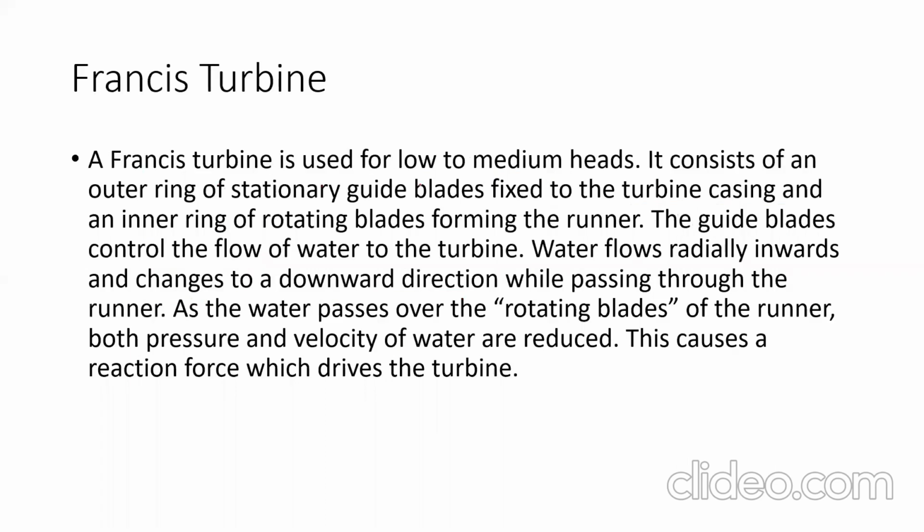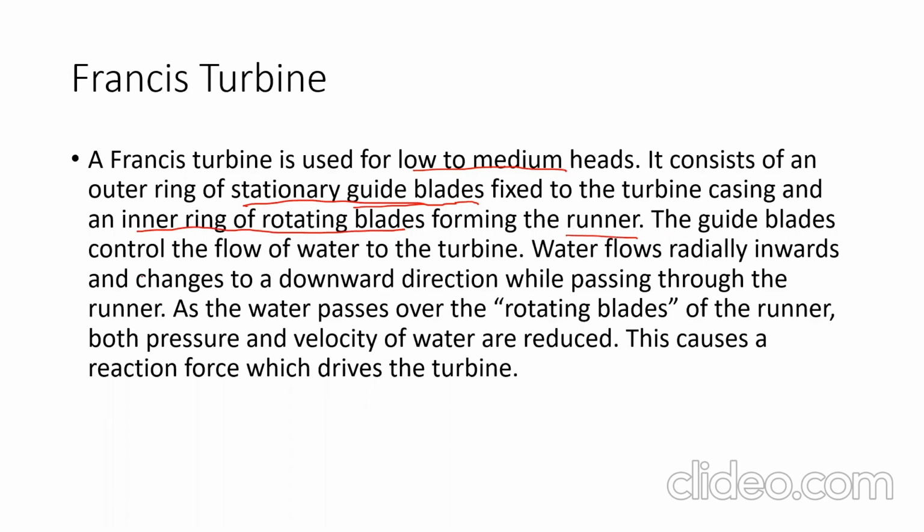Francis turbine is for low and medium heads. It consists of an outer ring of stationary guide blades, fixed to the turbine casing, and an inner ring of rotating blades. Remember, stationary guide blades are there. Two sets of blades are there, one stationary and one rotating, forming the runner, which runs due to the flow of the water.